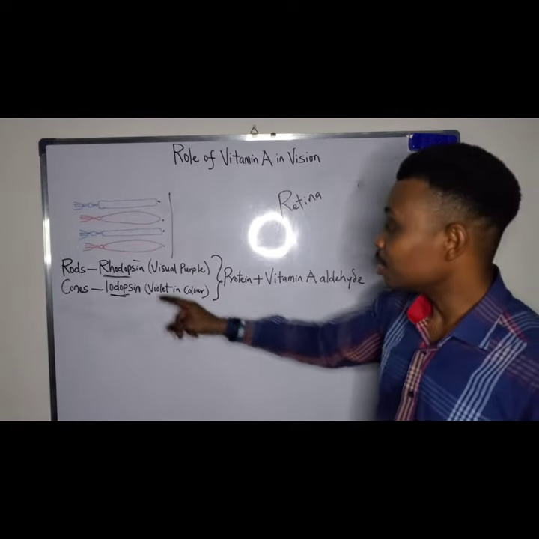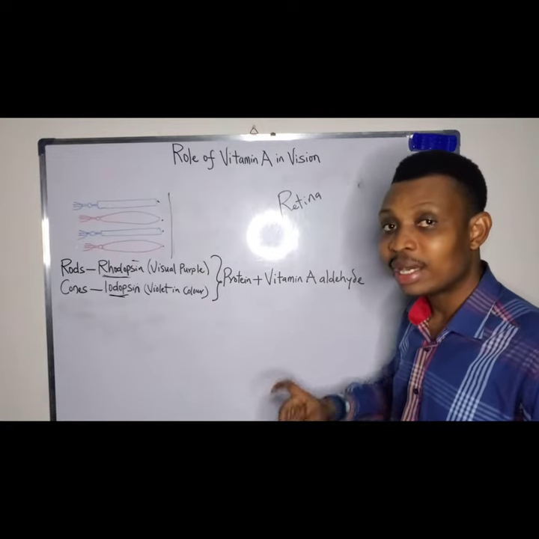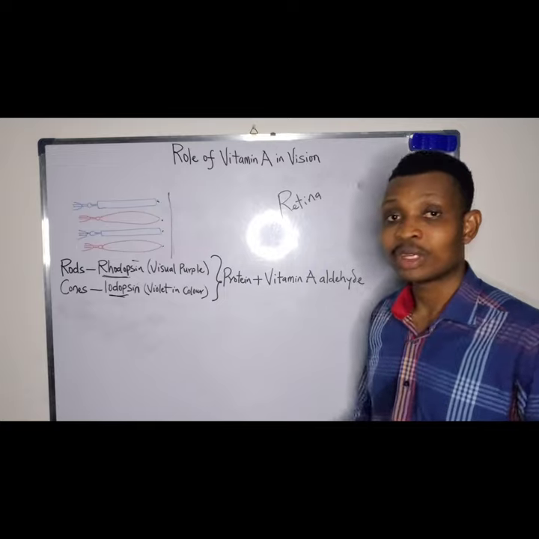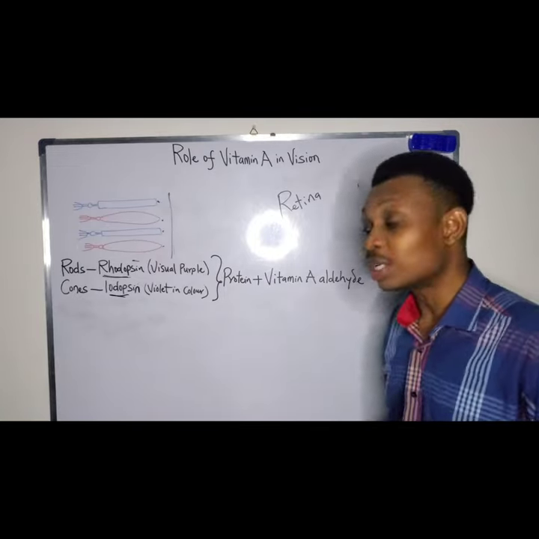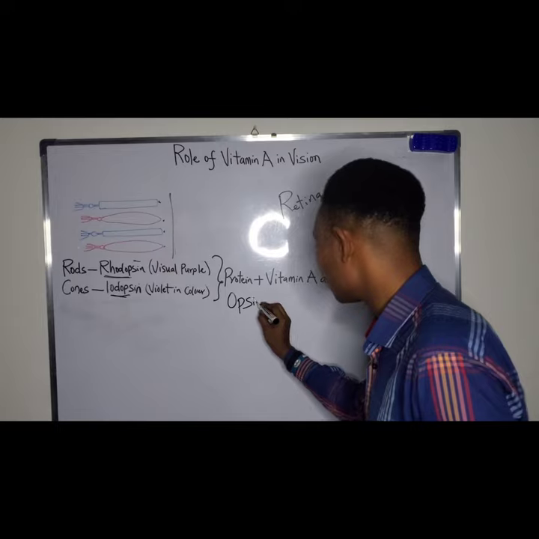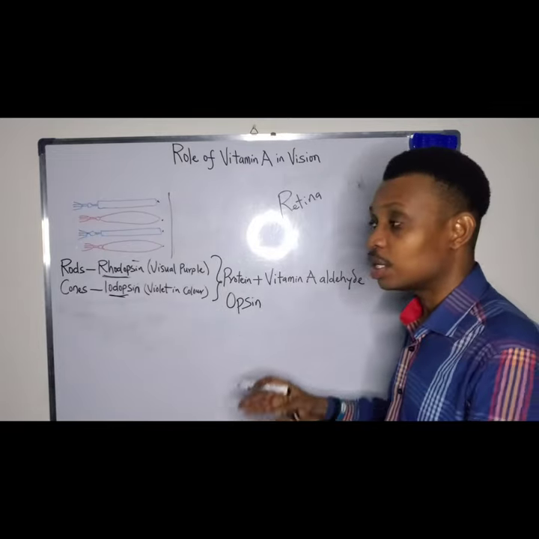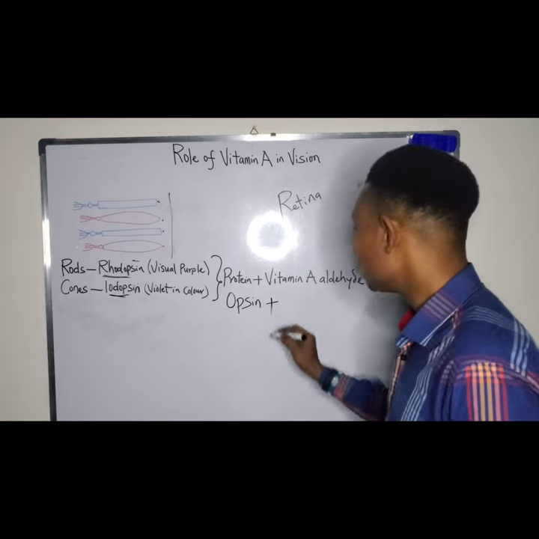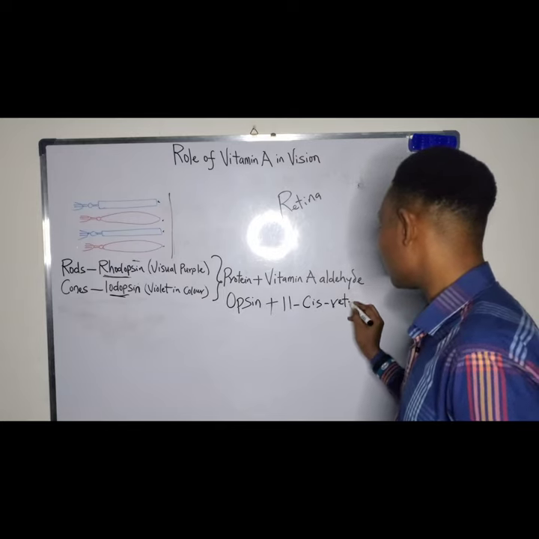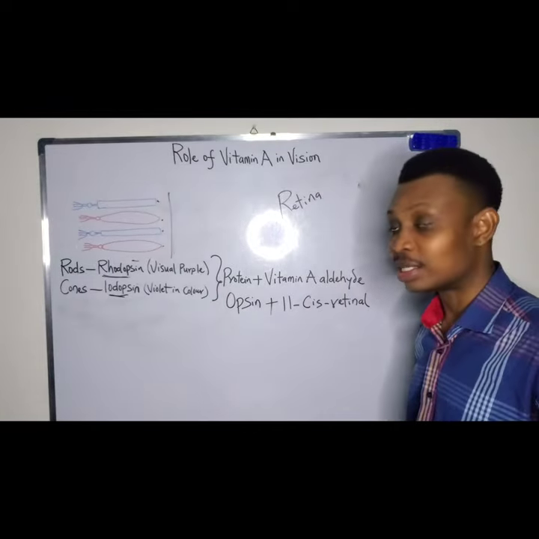However, these pigmented proteins individually contain a protein and vitamin A aldehyde. But the difference between the two is the type of protein that is contained. For both rhodopsin and iodopsin, the protein is opsin, and the vitamin A aldehyde is 11-cis-retinal. In my last class, I stated that retinal is a vitamin A aldehyde.